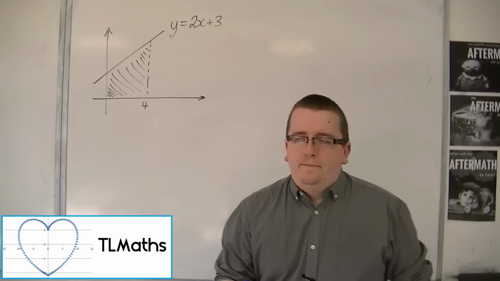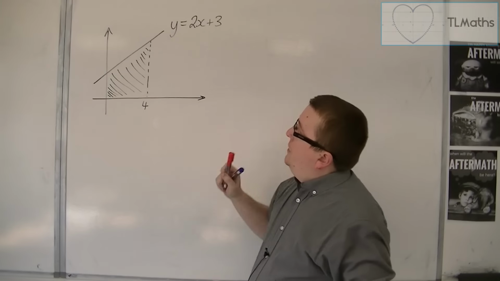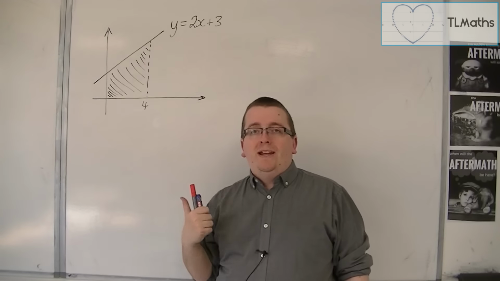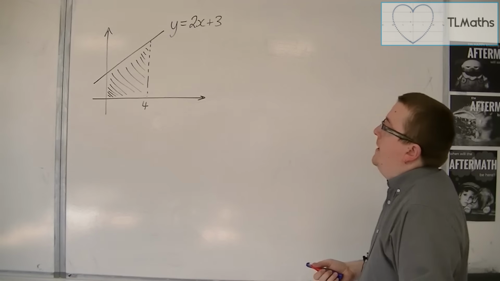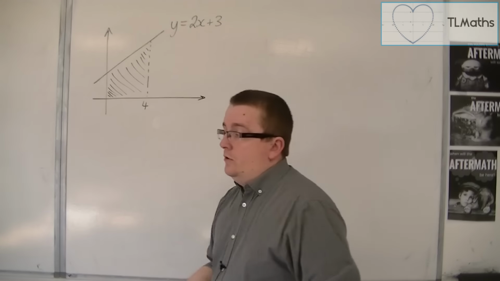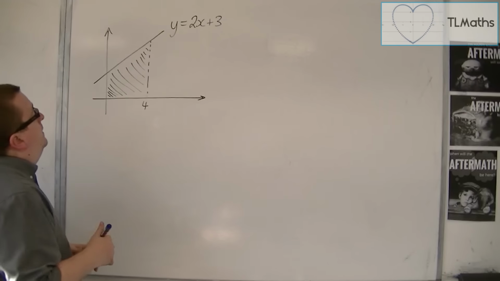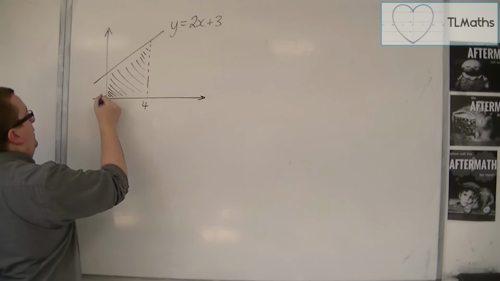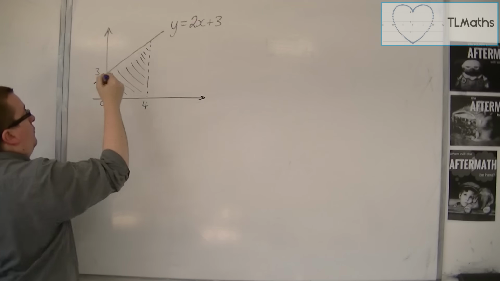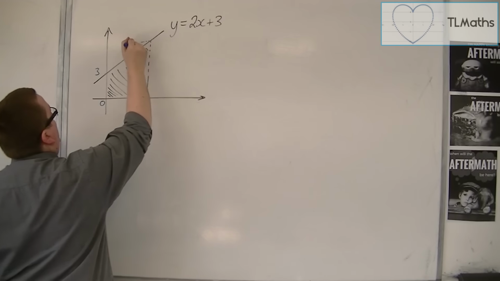So let's say I want to find the area underneath the line y is equal to 2x plus 3 between 0 and 4, so that shaded region. Now, it is a trapezium, so I could use the rule for finding the area of a trapezium. I know that that's 0, and I know that that will be 3 because that's where it's crossing the y-axis, and I can also work out this value here.